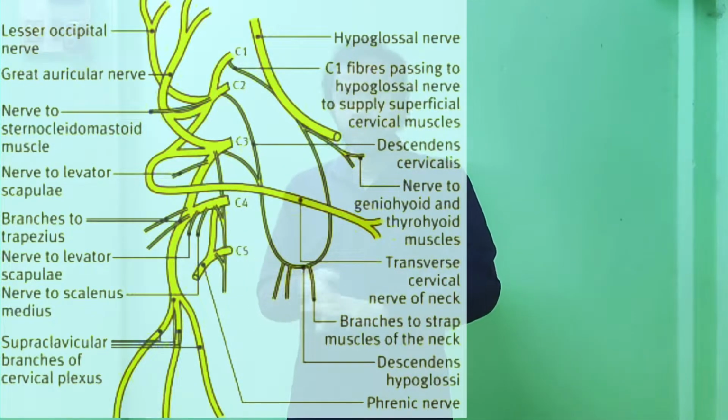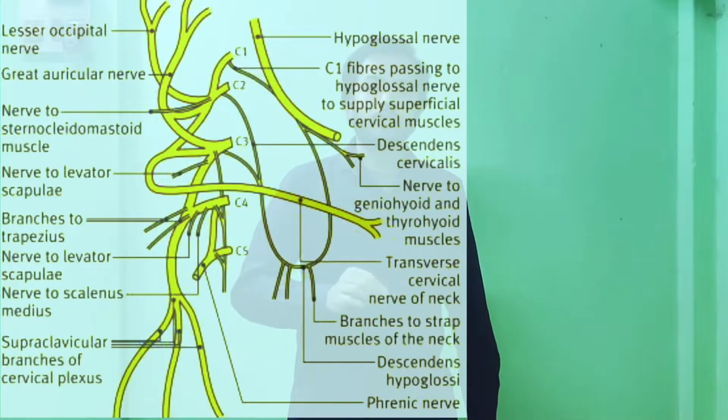nerve. Now from this division a few branches or fibers arise which supply our rectus capitis group of muscles, then longus capitis muscle, then splenius cervicis muscle partially, and levator scapulae muscle partially. So this is the end of the C1 nerve.